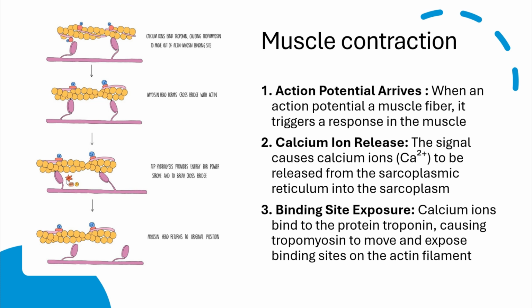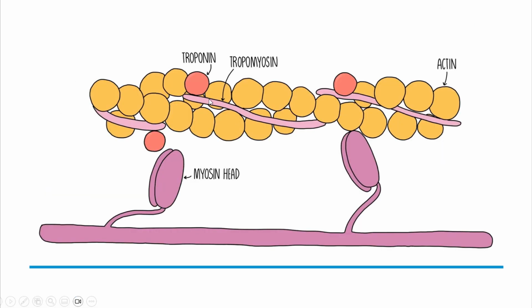Then these calcium ions bind to the protein troponin, causing tropomyosin to move and expose binding sites. What I'm saying is that in the default position, the myosin head is attached to this here, and it doesn't do anything. But when the action potential comes, it releases calcium ions, which cause this to change shape and move away to expose this yellow part underneath it. Then the myosin head is going to attach to the yellow part, the actin.